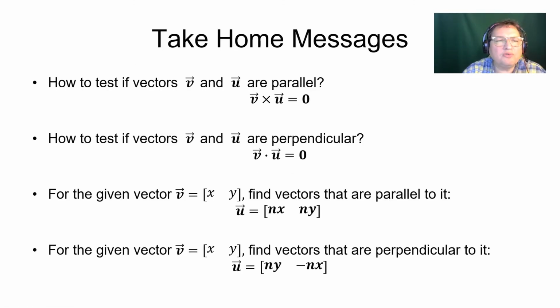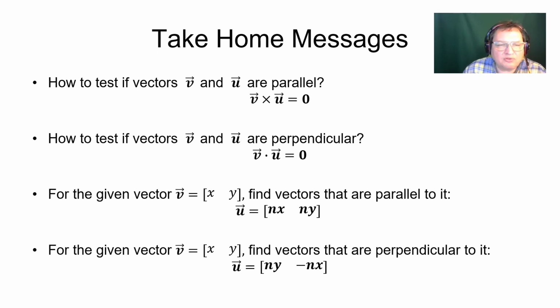It is time now for take-home messages. If you have two vectors v and u, and you need to test if these vectors are parallel, then find their cross product, and if the value of the cross product is equal to 0, the vectors are parallel. If you have these vectors and you need to test whether they are perpendicular, find the dot product value, and if it is 0, then they are perpendicular.